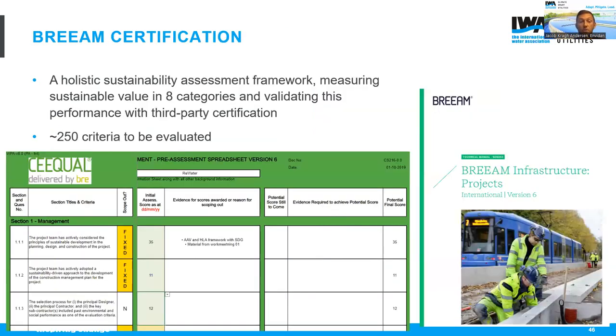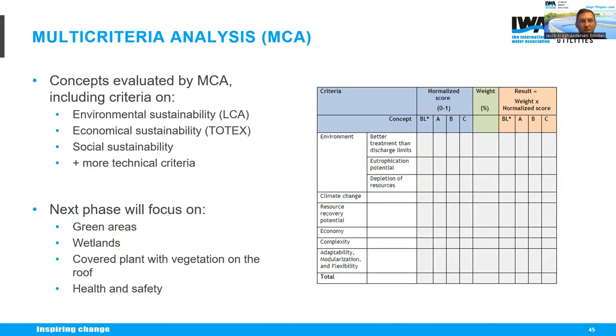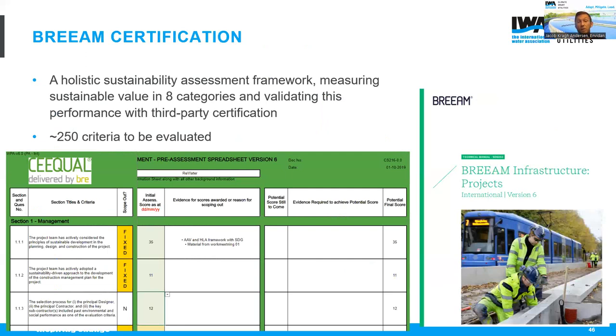In the next phase of the project, we will focus more on, if you can go one slide back, please, we'll look a lot more into landscaping, green areas, wetlands, covered plants, biodiversity, but also a bit more into health and safety. So we're not done with all these things. It's an iterative process where we want to optimize everything within sustainability all the time.